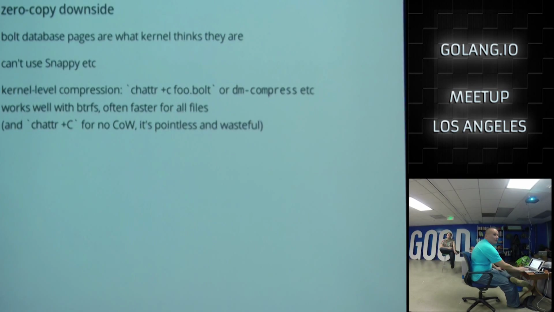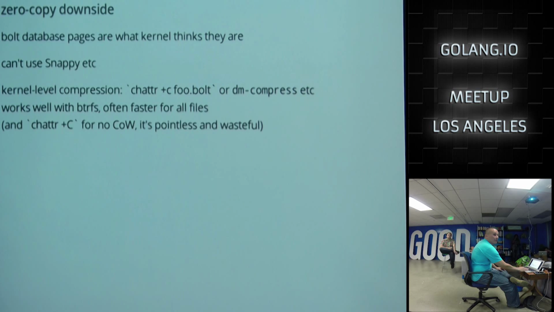So the downside of zero copy is that the bulk database pages are what the kernel thinks they are. So it cannot compress a chunk of the database by itself. Now you can compress the values. You can put multiple of your keys and values together and compress them. You can build things on top of Bolt. But Bolt itself can't really compress your things because it needs to hand back the byte slice, and that byte slice has to be what the kernel thinks it is.